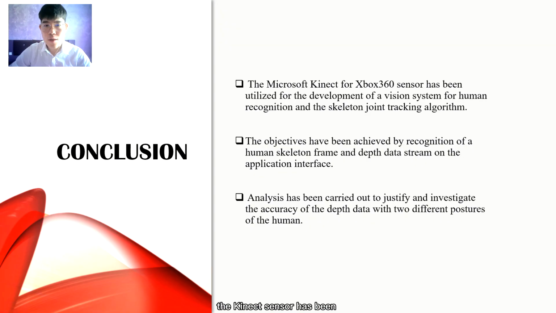As the conclusion, the Kinect sensor has been utilized for the development of a vision system for human recognition with the skeleton joint tracking algorithm in this project due to its affordable price and good accuracy on object detection. The skeleton joint tracking algorithm enables the recognition of a human skeleton frame on the application interface and depth data stream, with the development of a C# language application program in Visual Studio software.